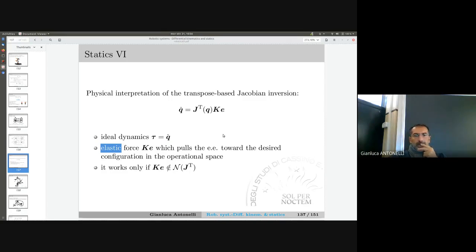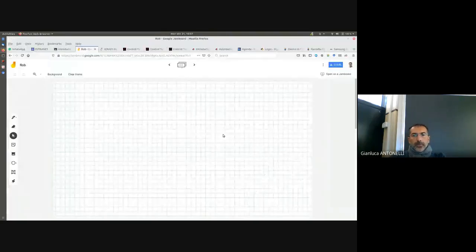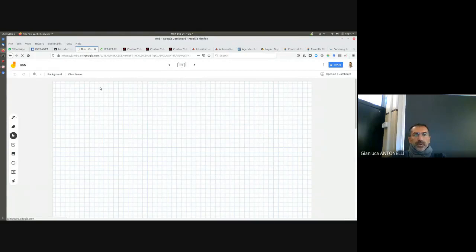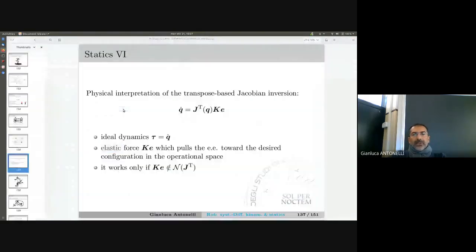Okay. This is a physical interpretation, but now I can try to understand a little bit better also the concept of null space of J transpose.